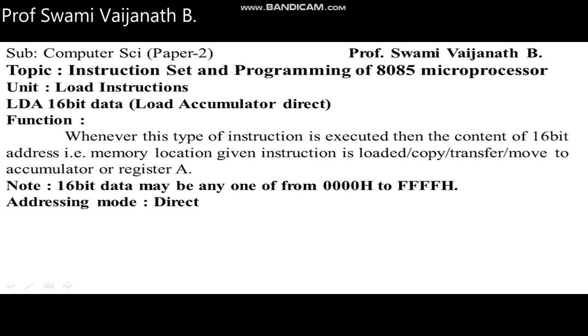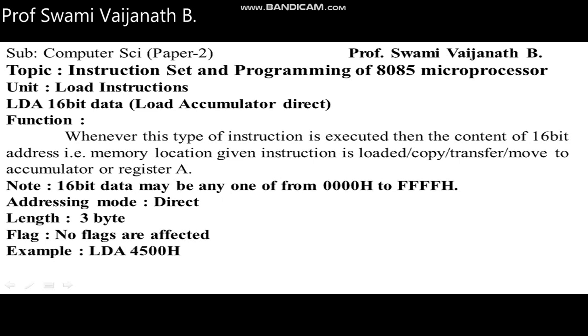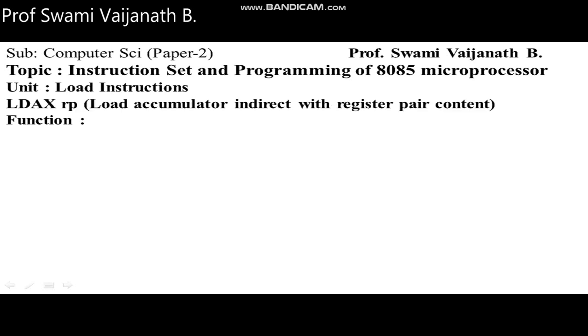The addressing mode is direct because the 16-bit address appears as one operand, not through an intermediate register between the opcode and the 16-bit data. There is no intermediate register used, so the addressing mode is direct. The length is 3 bytes. No flags are affected. An example is LDA 4500H. Then what happens? The content of 4500H is copied to A. Look practically.